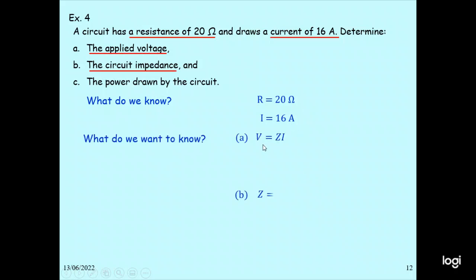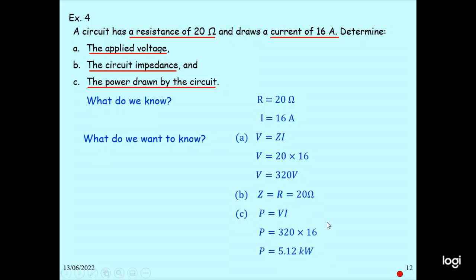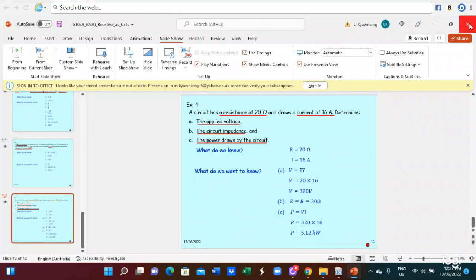In this case, voltage equals Z multiplied by I, so V equals ZI, and P equals VI. Z equals R, which is 20 ohm. Voltage V equals ZI, so 20 multiplied by 16, you get 320 volt. Power equals V into I, so 320 multiplied by 16, you get 5.12 kilowatt. This is the answer, and we finish.